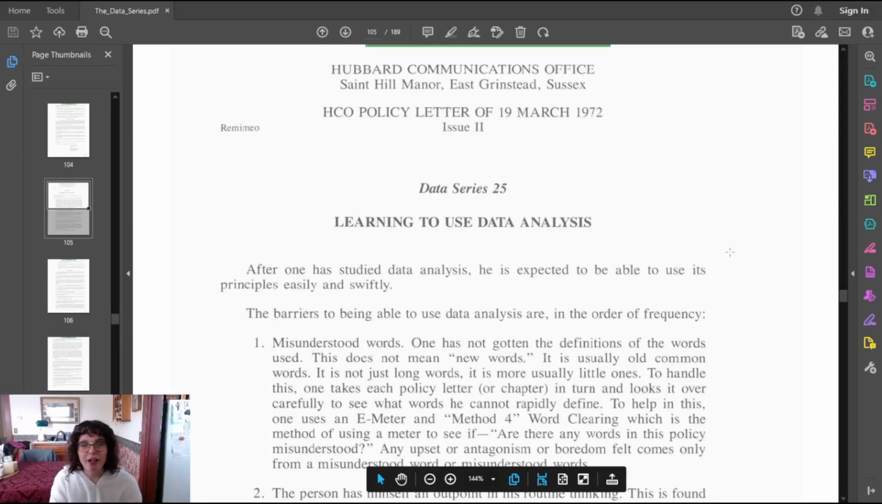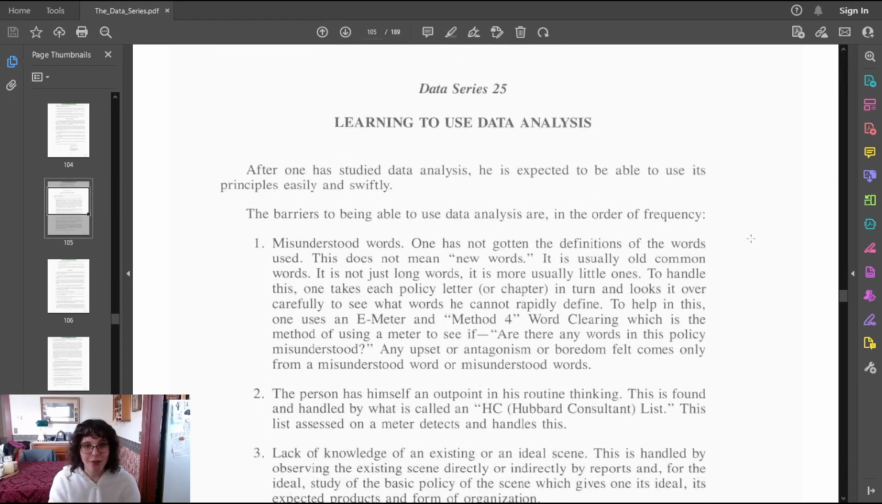So we have the HCO policy letter of the 19th of March, 1972, issue 2, called Learning to Use Data Analysis. After one has studied data analysis, he's expected to be able to use its principles easily and swiftly. The barriers to being able to use data analysis are, in the order of frequency, number one, misunderstood words. One has not gotten the definitions of the words used. This does not mean new words. It's usually old common words. It's not just long words, it's usually more little ones.